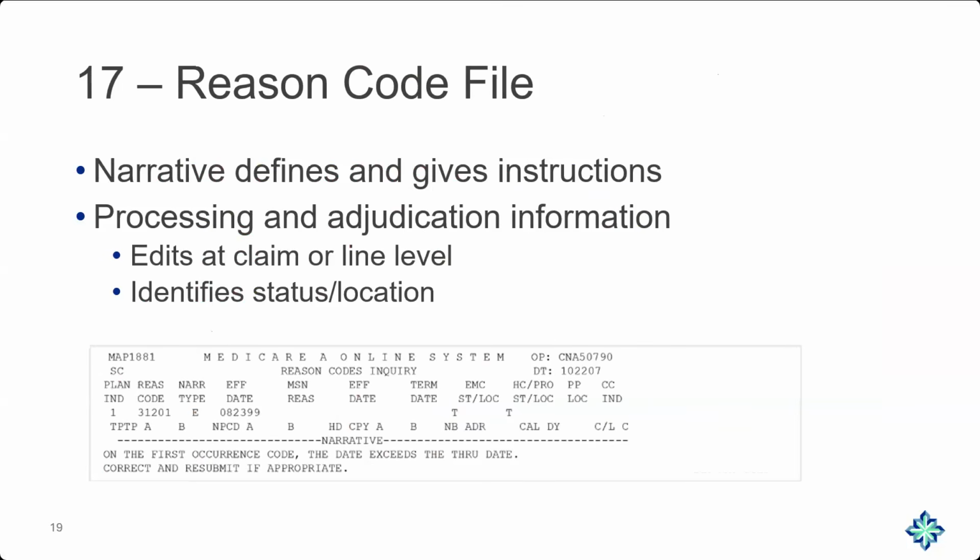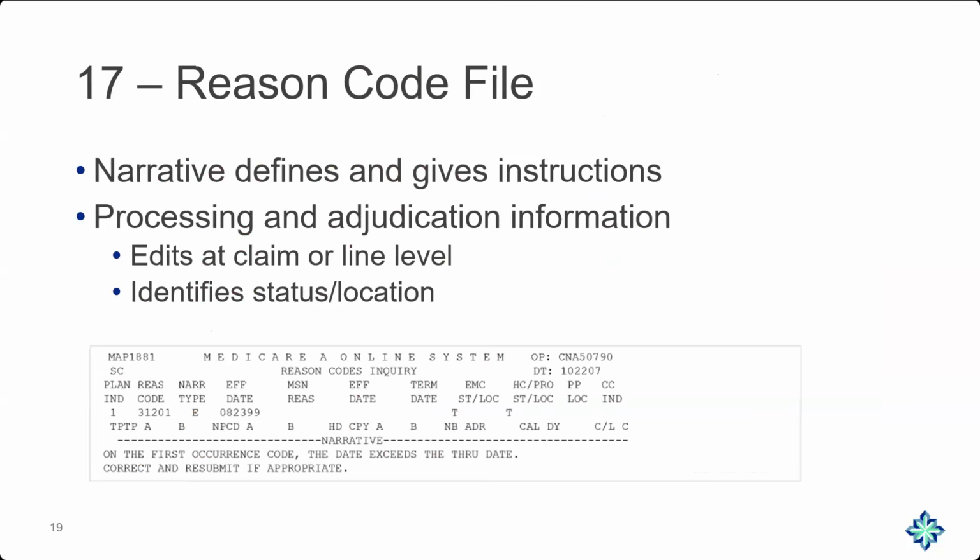It'll give you possible steps for resolution. If it's this, do that. If it's this, check here. Those kinds of things. There are a lot of reason codes in DDE, probably hundreds, if not thousands. And every single reason code is set to a particular status or status and location. You can also see if it's applied at the claim level or the line level.